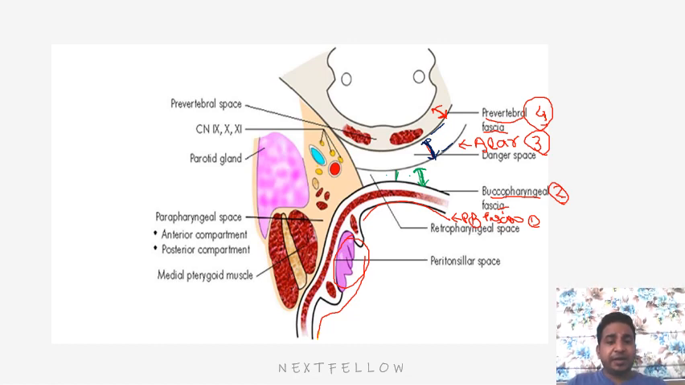So this is my retropharyngeal space between the buccopharyngeal fascia and the alar fascia. And the last space, this is my parapharyngeal space, which comes like here. So I'll show. It's not very comfortable in this right now.